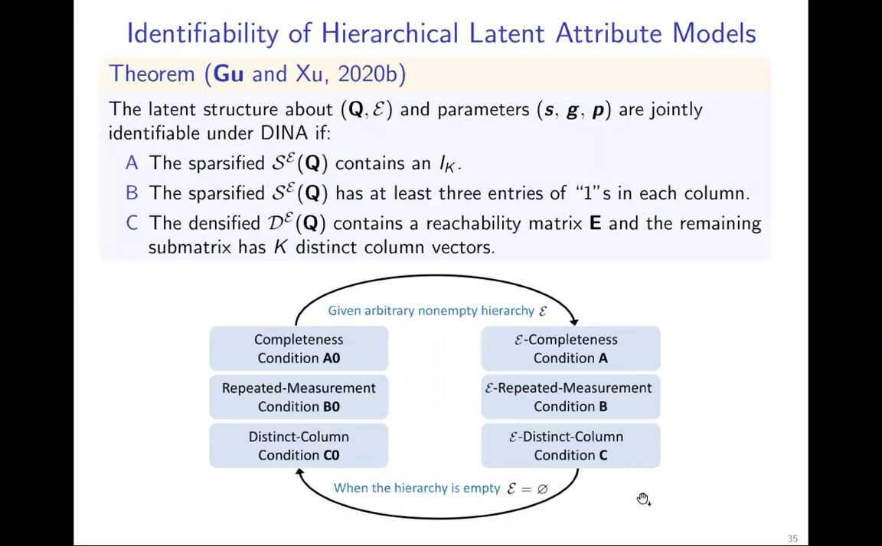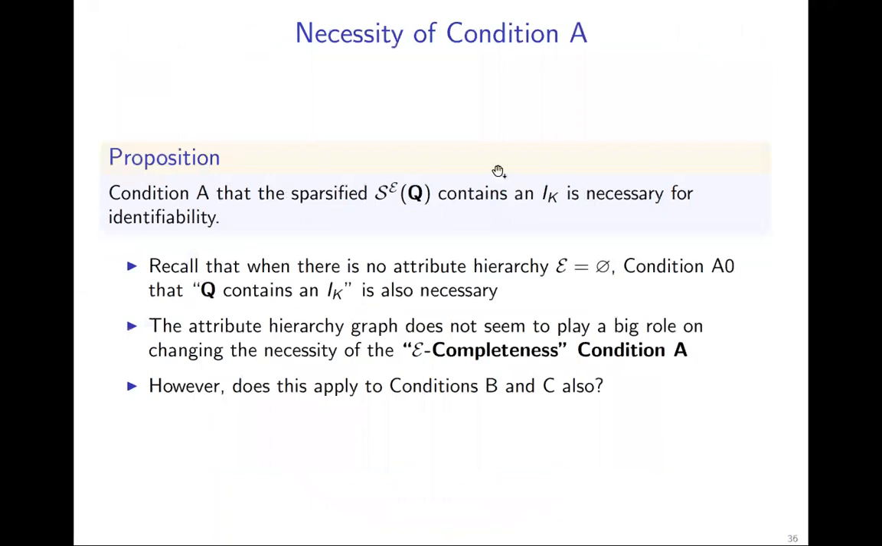So based on these relationships of the two sets of conditions, it's not hard to see that when the attribute hierarchy graph epsilon is empty, these conditions reduce back to being necessary and sufficient. But actually the necessity of these conditions is more subtle than this statement. So let's look at them in more detail.